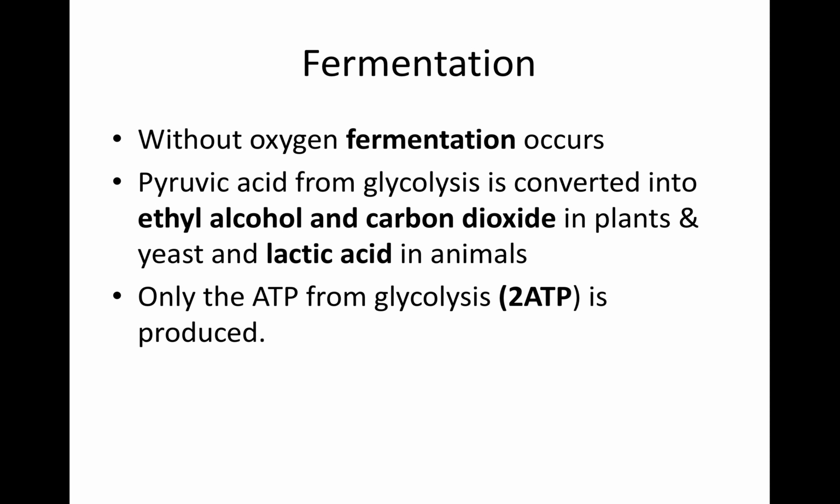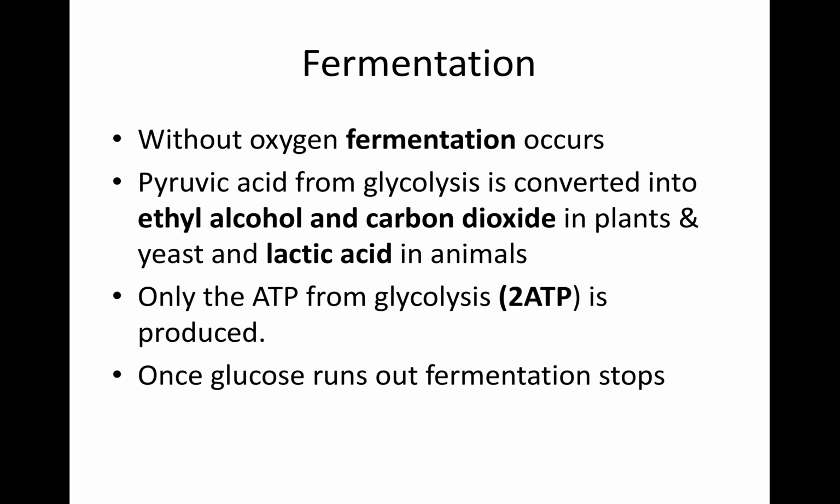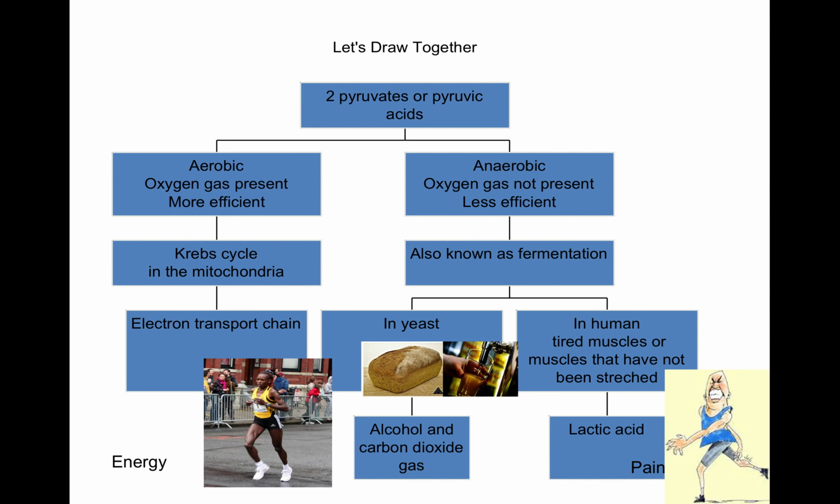And the only ATP produced is the ATP from glycolysis, so 2 ATP. So fermentation isn't very efficient when we're talking about how much energy is produced, because each time we go through, we're only getting 2 ATP as compared to the whole process of cellular respiration, where we would be getting 34 to 36. One glucose runs out and then fermentation stops. And then it's going to recycle NADH back into NAD plus so we can repeat the cycle if needed.